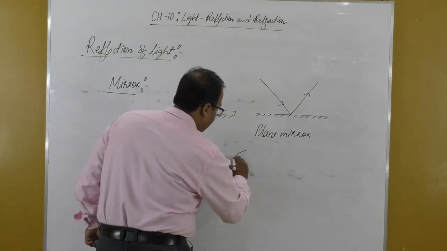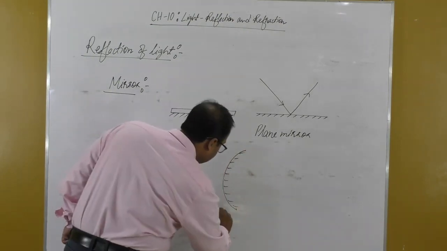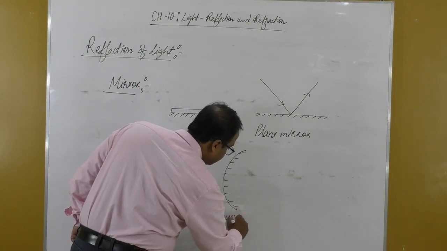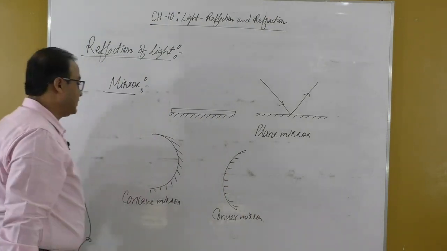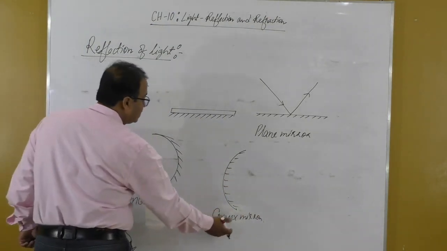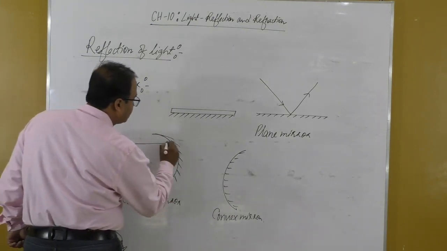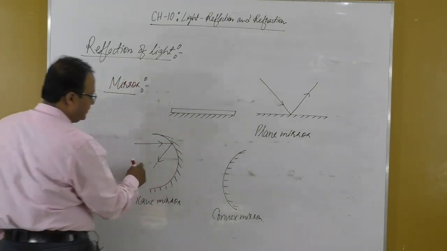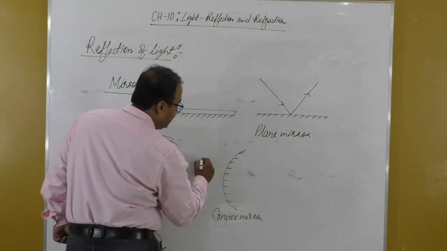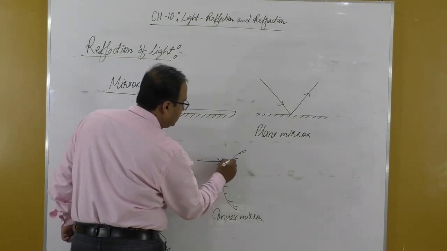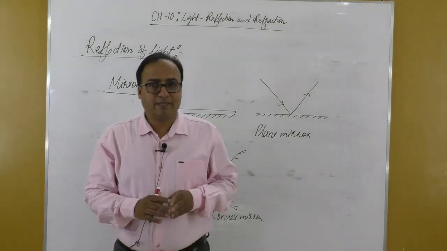If it is a part of a sphere and polished from inside, then it is called convex mirror. So this is concave mirror, this one convex mirror. Concave mirror is polished from outer side and reflection of light takes place from inner side, which is also called concave surface. Here polish is from inner side and reflection of light takes place from outer side. This outer surface, bulging out surface, is also called convex surface.